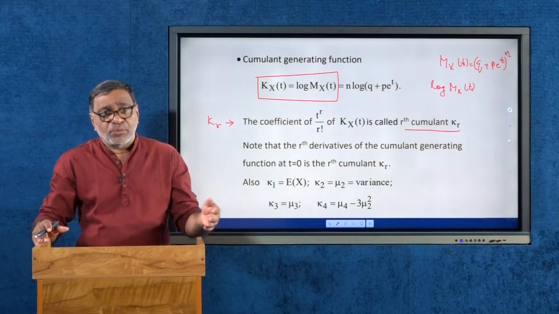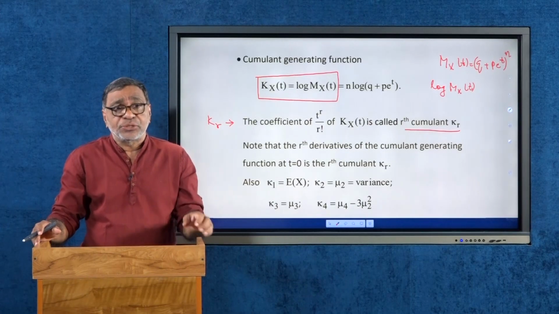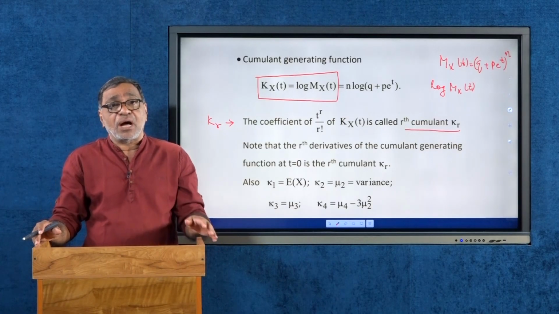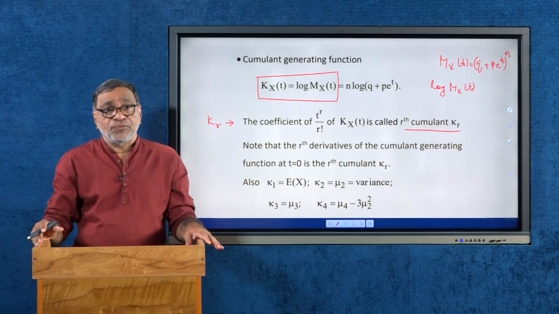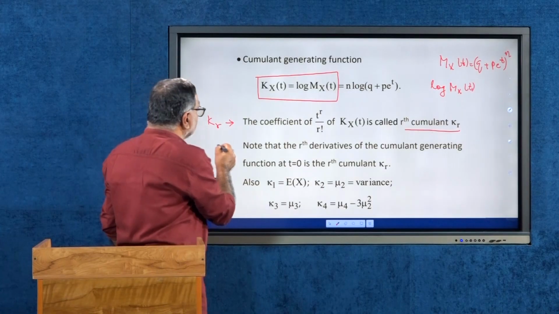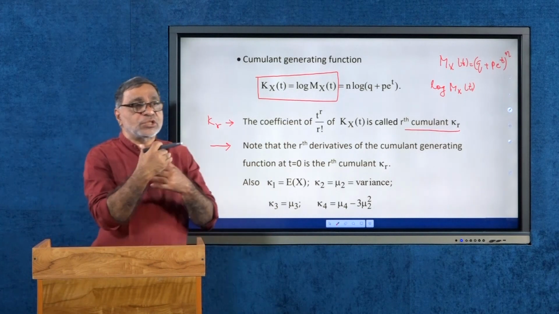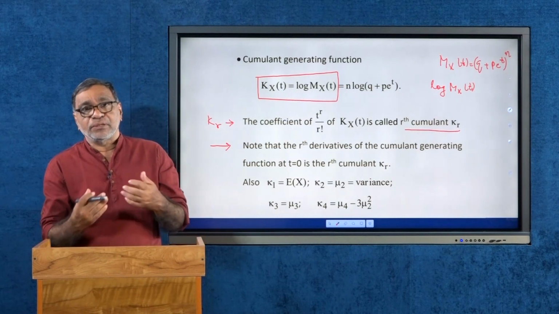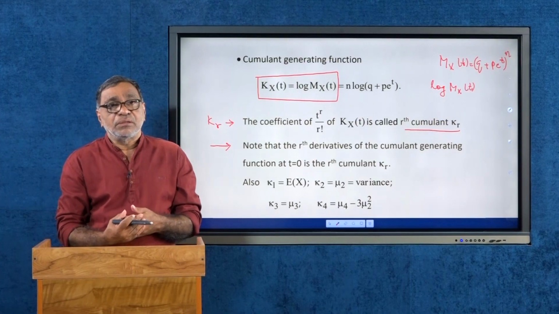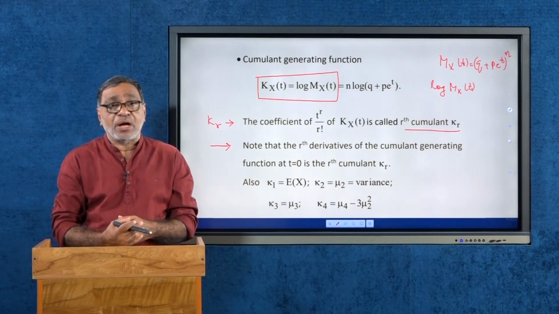Or, as in the case of the moment generative function, here also you can find the cumulants by finding the derivatives of the cumulant generative function. That is, if you find the rth derivative of the cumulant generative function and put t equal to 0, you will get the rth cumulant. So, there are two different ways of finding the cumulants. Either you expand the cumulant generative function and find the coefficient of t power r divided by r factorial, or you find the rth derivative of the cumulant generative function and put t equal to 0, and you have the rth cumulant.